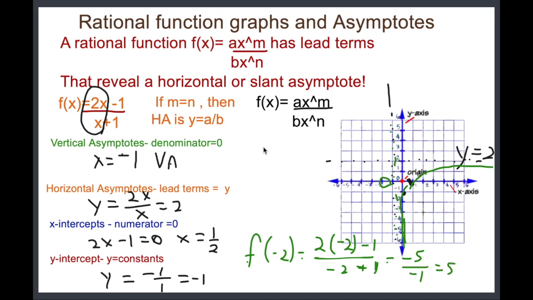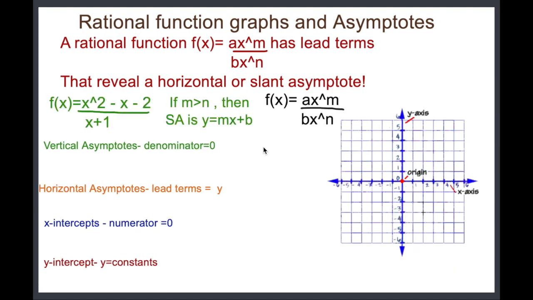So that tells me this is up here, right there at -2, 5. And so that tells me the left side of the hyperbola comes down like this. Okay, and then the last one is what happens when the exponent of the lead term is larger than the exponent of the denominator. That's what all this is saying.